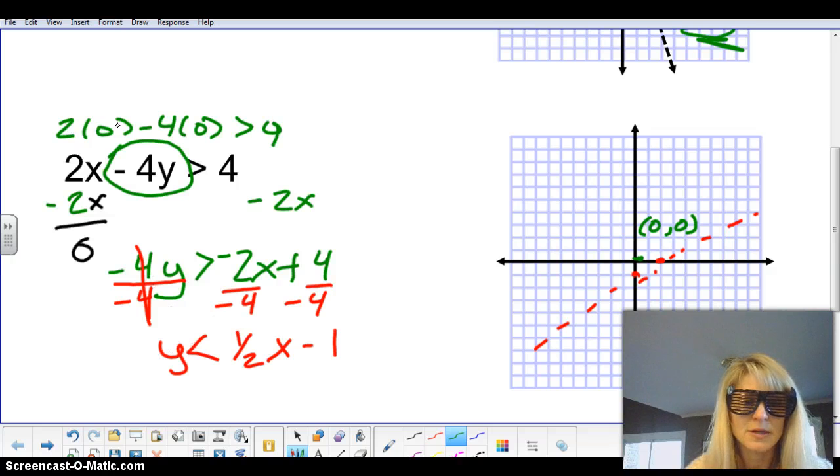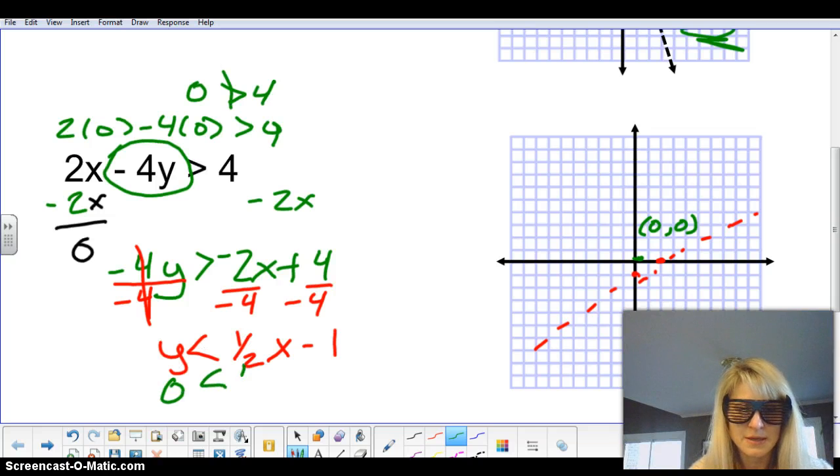So here I'd get 2 times 0 is 0, negative 4 times 0 is 0. So I get 0 is greater than 4, which is not a true statement. I could also do it here. 0 is less than 1/2 times 0 minus 1. So here I'll get 0 is less than negative 1, which again is not true. So it doesn't matter which equation you plug it into, the end result will be the same.